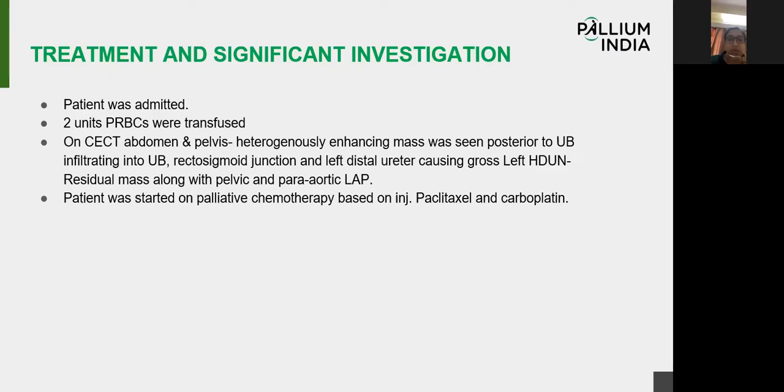CECT abdomen and pelvis was done. A heterogeneously enhancing mass was seen posterior to the urinary bladder, infiltrating into the urinary bladder and rectosigmoid junction and left distal ureter, causing gross left hydronephrosis. Overall, it was suggestive of residual mass along with pelvic and para-aortic lymphadenopathy. Then the patient was started on pain medications as well as palliative chemotherapy based on injection paclitaxel and carboplatin.